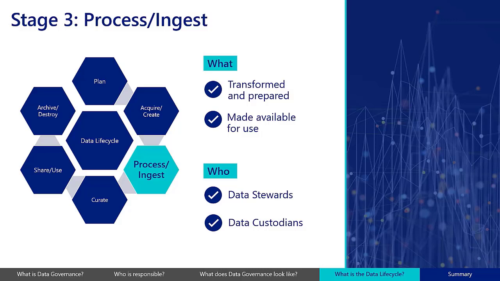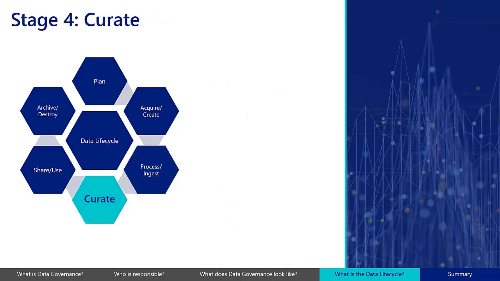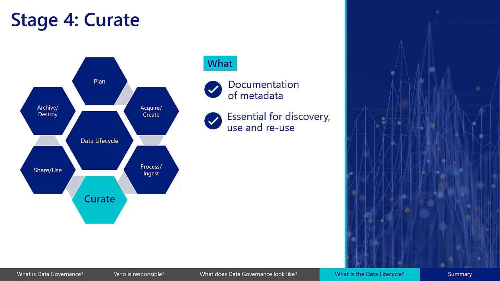During this stage, data are transformed and prepared for use, but there is another stage in the data lifecycle that is critical for the discovery, use, and reuse of data over time. Curation. Curation is the ongoing documentation of metadata about key data assets according to standard operating procedures and consistent terms of reference. When data is well curated, it contains appropriate contextual metadata that allows a dataset to be discoverable for uses other than its original intended use. This can help avoid duplication of effort.